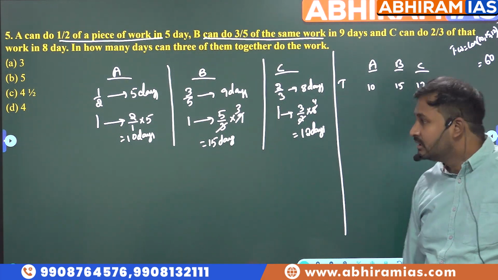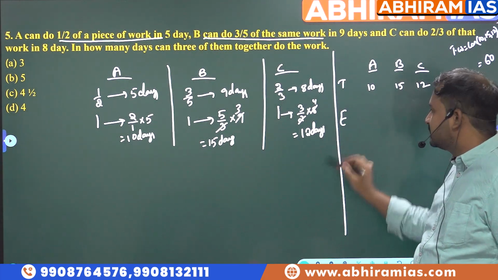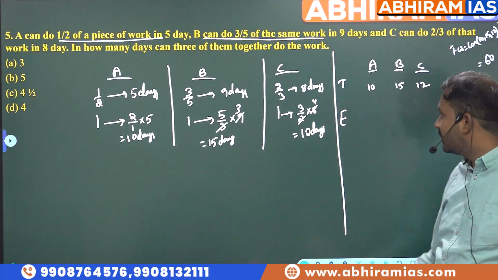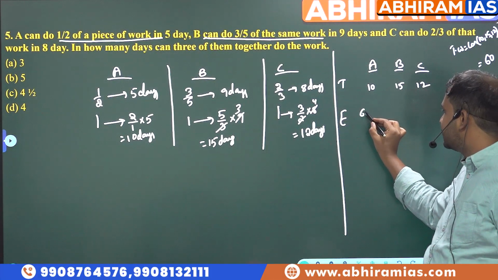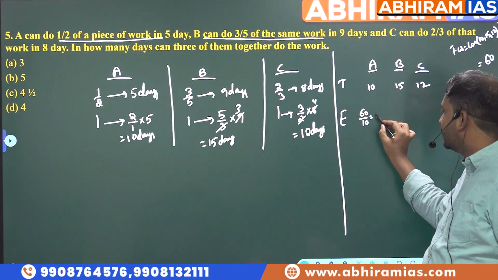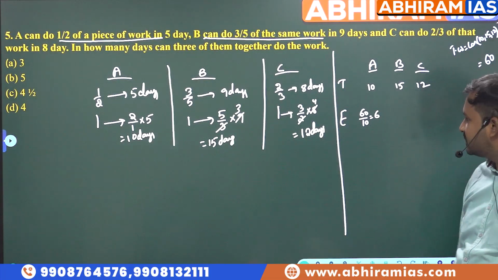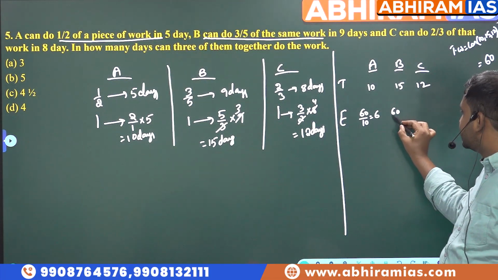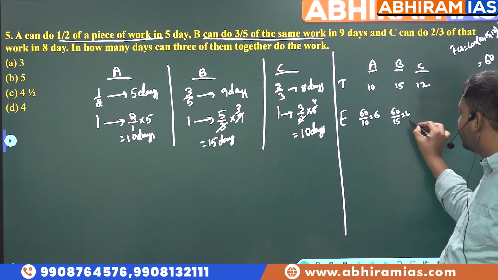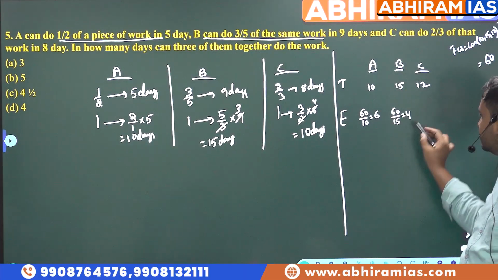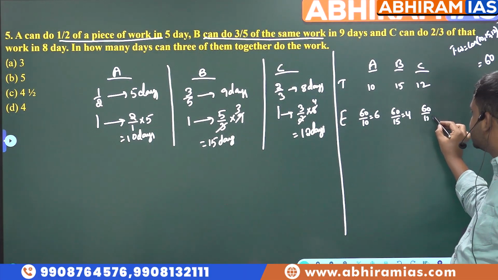There is no wrong in that. Now tell me what are their efficiencies. Efficiency of A will become what? 60 by 10. Efficiency of A is 6. What is the efficiency of B? 60 by 15. That is equal to 4. What is the efficiency of C? 60 by 12. That is equal to 5.